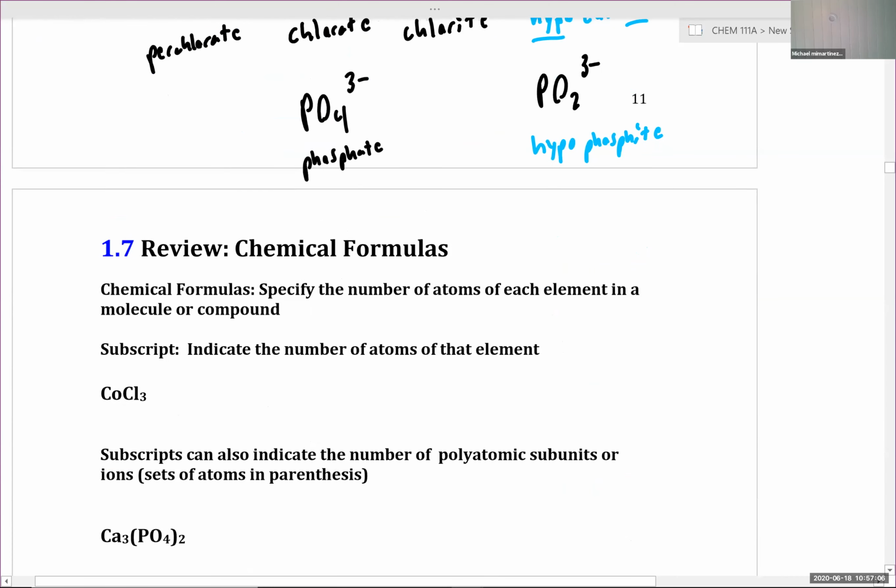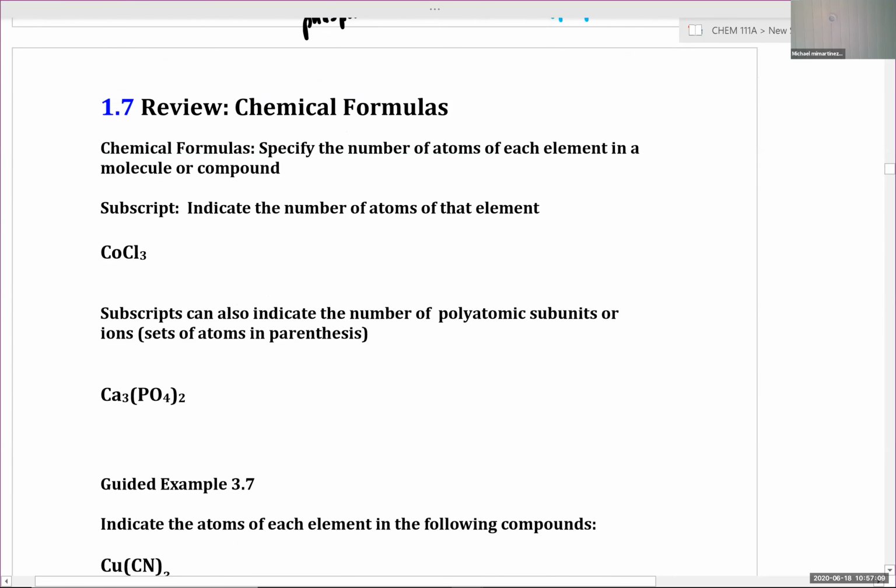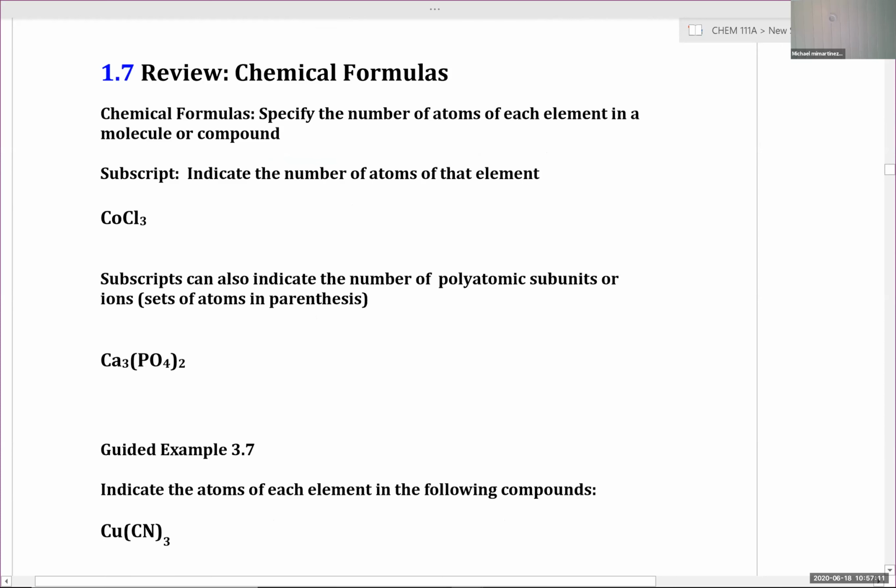So let's do some review. Before we talk about formula prediction, let's just make sure that we know how to read a chemical formula. So this subscript indicates the number of atoms of that element. So this subscript of 3 indicates that we have 3 chlorine atoms. Subscripts can also indicate the number of polyatomic subunits or ions. So in this case, the subscript of 2 applies to everything in the parentheses.